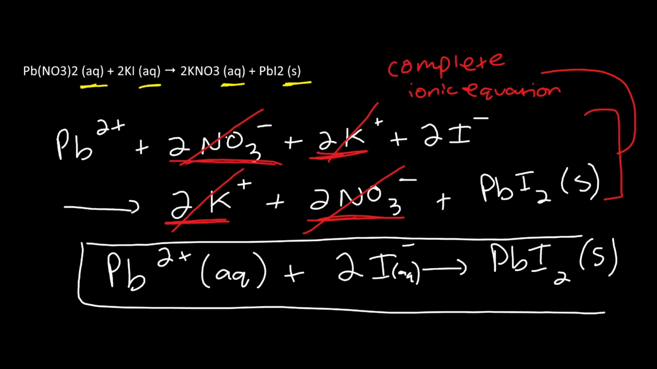For some problems, they won't give you the states of your products, or your reactants sometimes, and you'll have to use solubility rules to determine the states of those. Usually for these problems, in the products there is always one product that is in the aqueous form. So yeah, that's it for ionic equations.